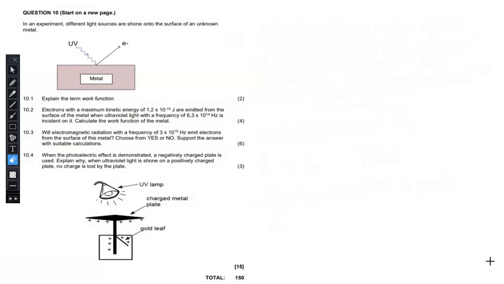Then when the photoelectric effect is demonstrated, a negatively charged plate is used. Explain why, when ultraviolet light is shown on a positively charged plate, no charge is lost by the plate. Right, so for that one, we are just simply going to say the plate, as being indicated here, is positive. So we know that if the plate is positive, that means it has more of the protons than the electrons. So it is electron deficient. So plate is positive, meaning that it has few electrons.